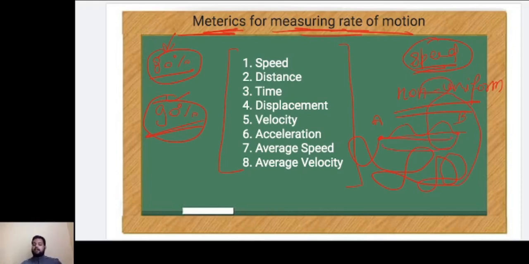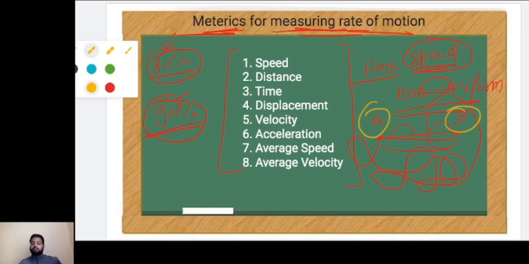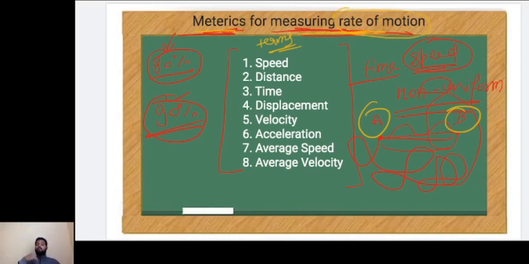In all of these, time would be involved. I can take more time in going from A to B, or I can take less time. So there are so many ways in which I can go from A to B, and these are called metrics. Metrics are just the parameters. These are all scientific terms on which you can check the rate of motion. Rate of motion is how fast motion is happening, how quick it is, how much less time it's taking, how much less distance it's taking, displacement, and so many things.